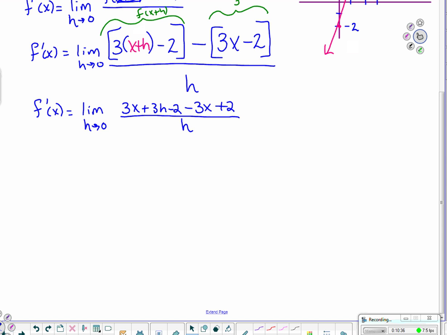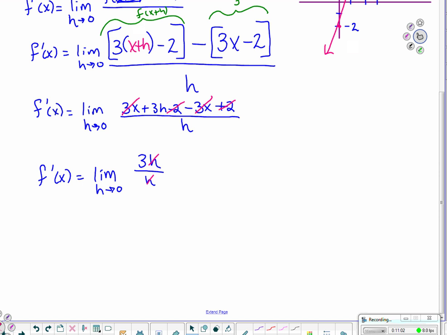Keep simplifying. F prime of x is equal to, continue to write the word limit because that's the function we want to do. Minus 3x, positive 3x, minus 2, positive 2. Well, look there. I've got a 3h on top over an h. Excellent. Because now my h's are going to cancel. H divided by h gives me 1.